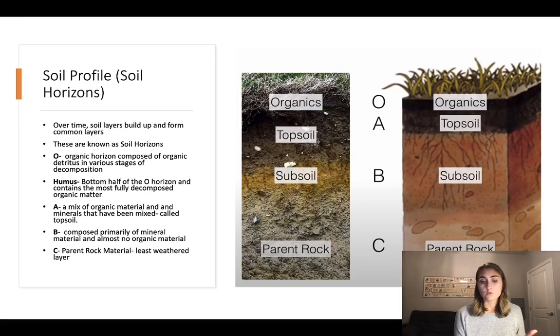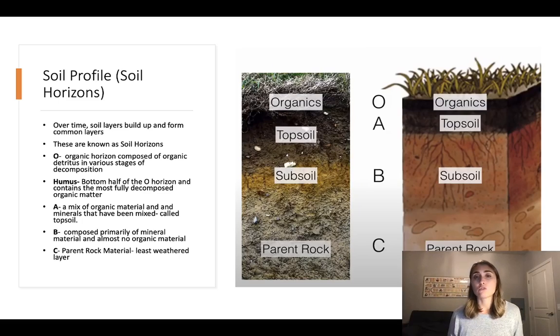So all of those properties then lead to something called a soil profile, or more commonly known as a soil horizon. And horizon is just another word for layers, so soil layers. There are 4 layers that we'll learn about in this class, and that's the O, A, B, C layers. I don't know why those are the letters associated with each layer. They don't really make sense based on what's happening in each layer.